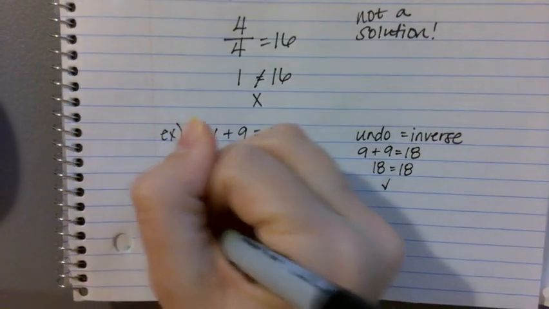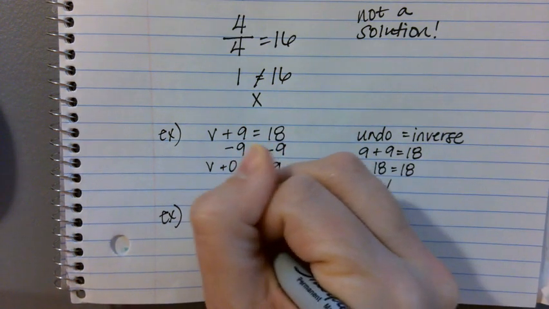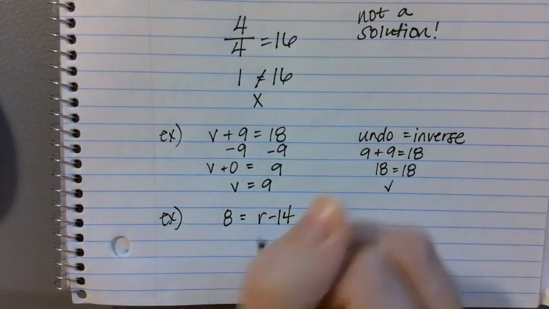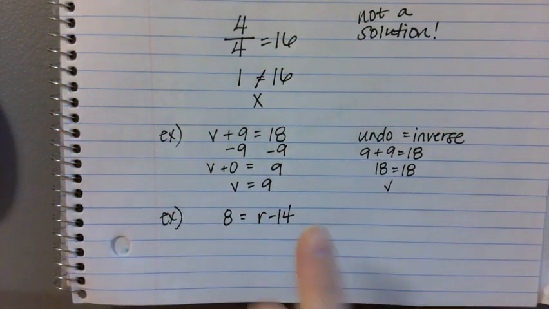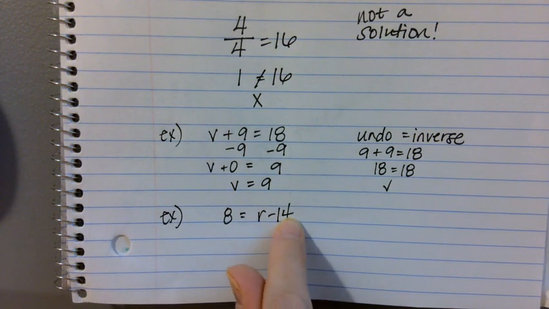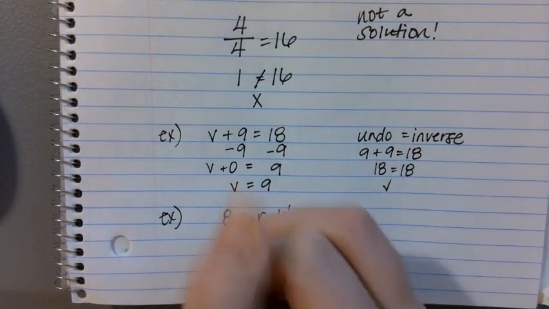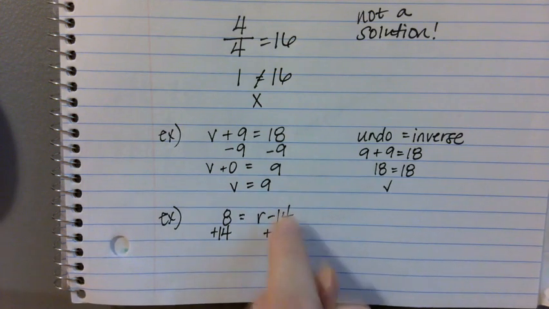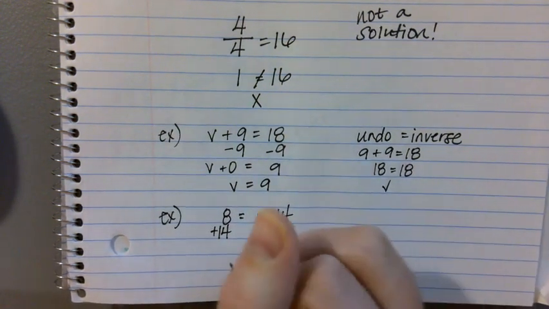And one last example here. I have 8 equals r minus 14. I want r by itself. That's what I'm trying to find. So I'm going to undo what's happening here, which is subtracting 14. The inverse operation to subtraction is addition. Okay. And whatever I do to one side, in this case, I'm adding weights to the side to get back to r. So I need to add weights to that side.